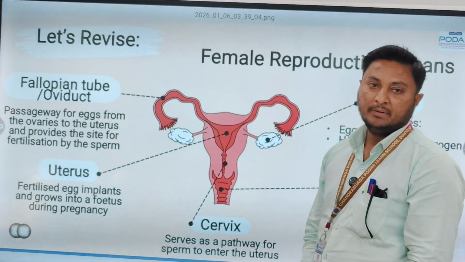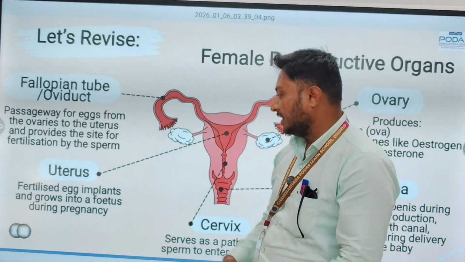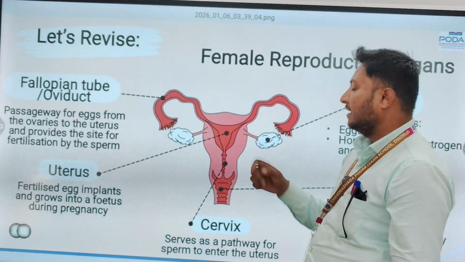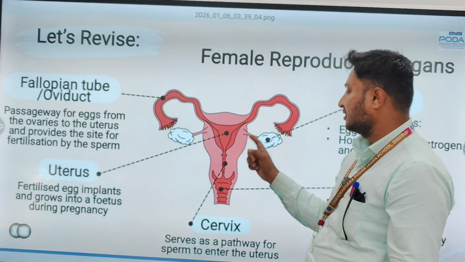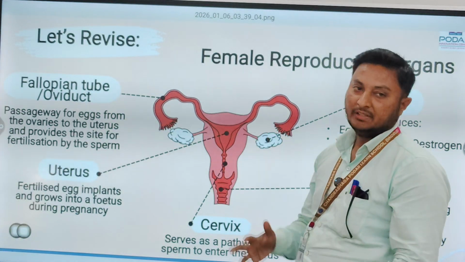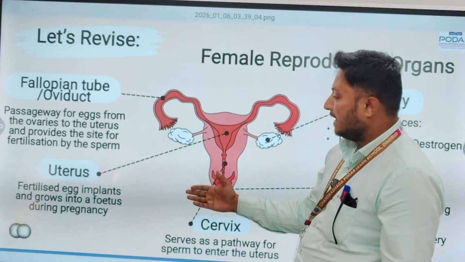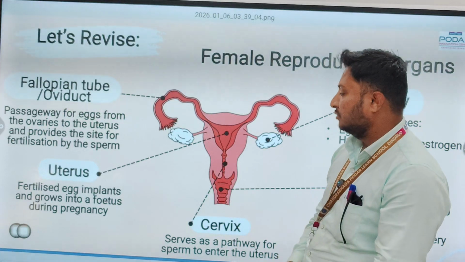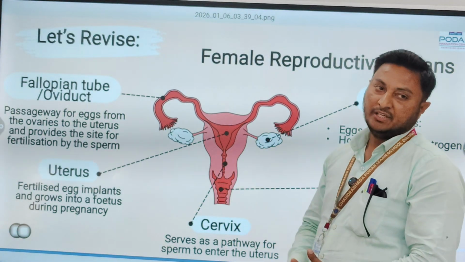The next important part of the female reproductive system is the uterus. You can see it in the middle of the female reproductive system, the red colored portion. This is the uterus. What is the important function of the uterus? The fertilized egg implants and grows into the fetus during pregnancy.